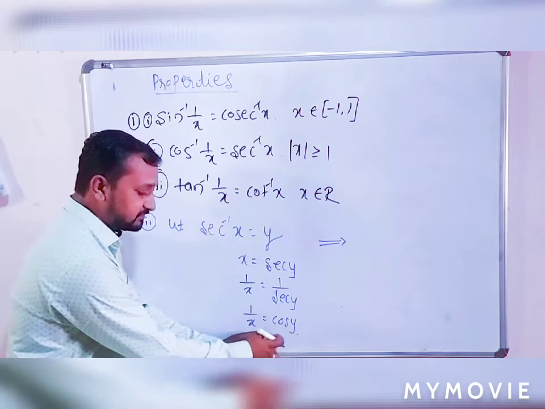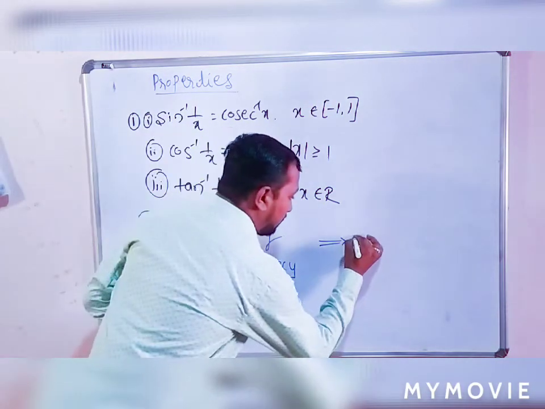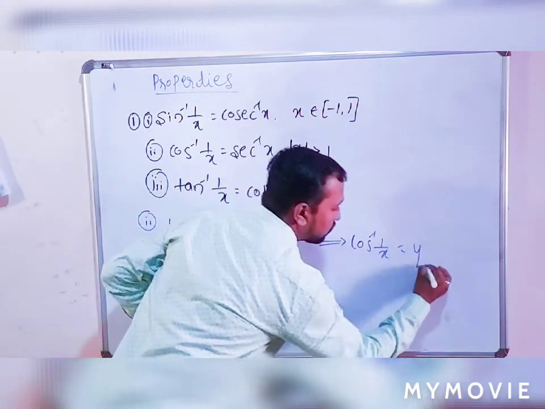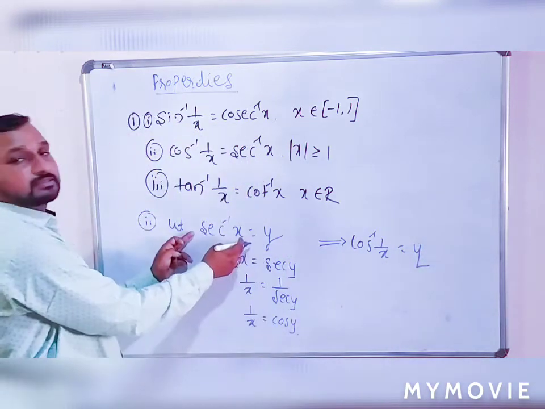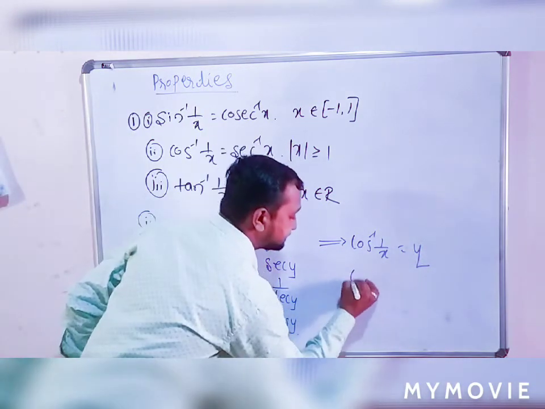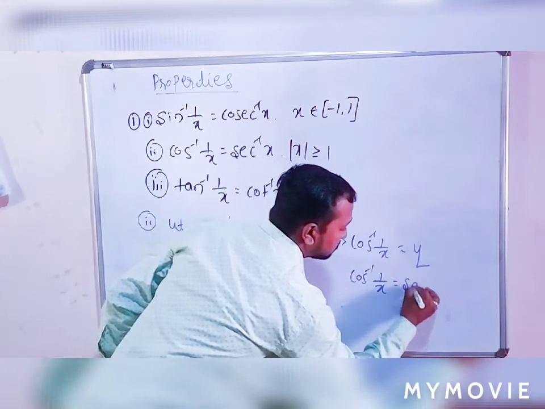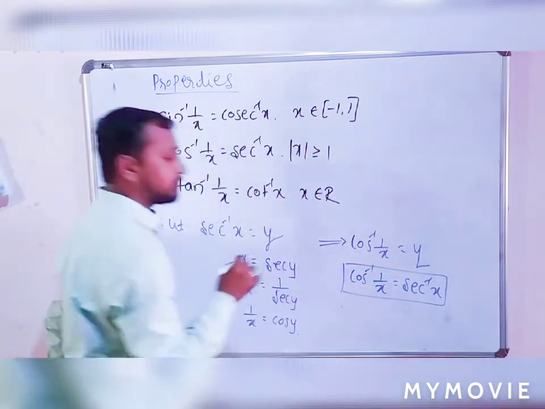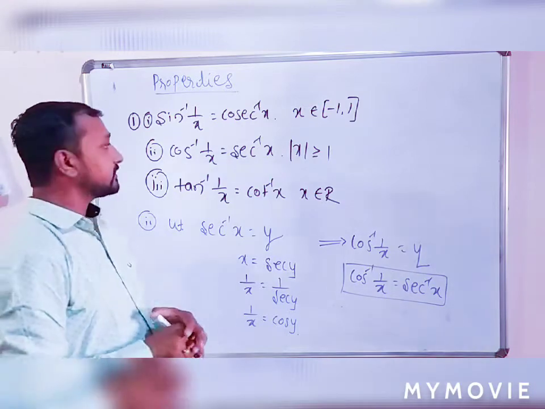Then the cos function shifts to the left-hand side and becomes cos inverse. Cos inverse of 1 by x is equal to y. Put the value of y. What is your y? Sec inverse x. So cos inverse of 1 by x is equal to sec inverse of x. This is the property. This is very easy and a 2 marks question.